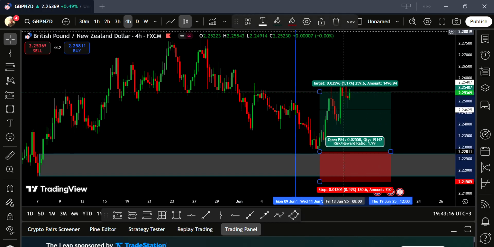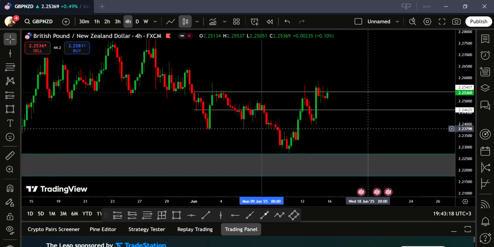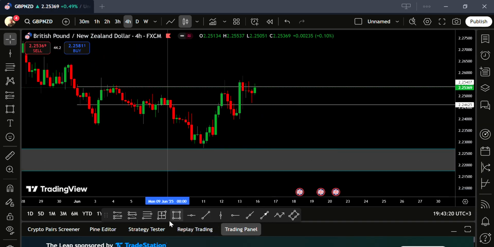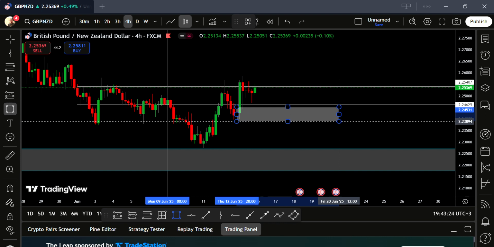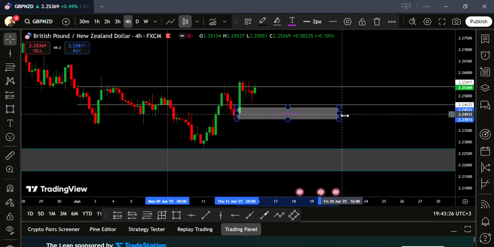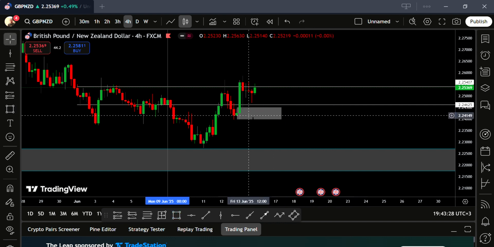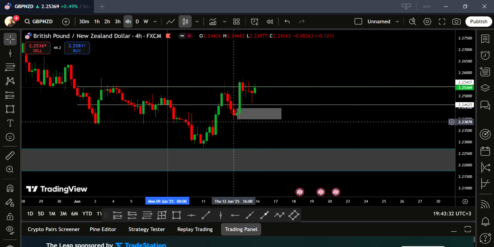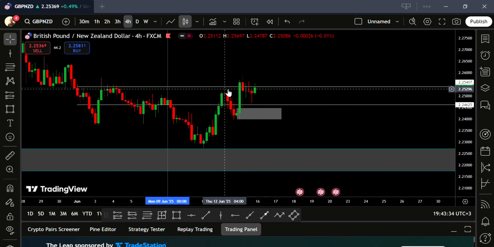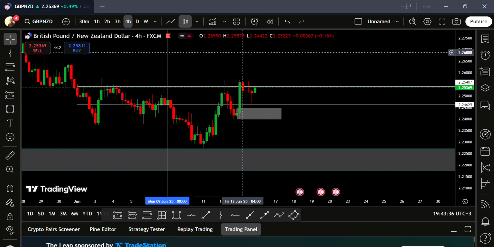Before I go, there's also a mini trade that happened here, a trade within the trade. Yes, there. You see, price made a drop, base, rally, the big engulfing candle.